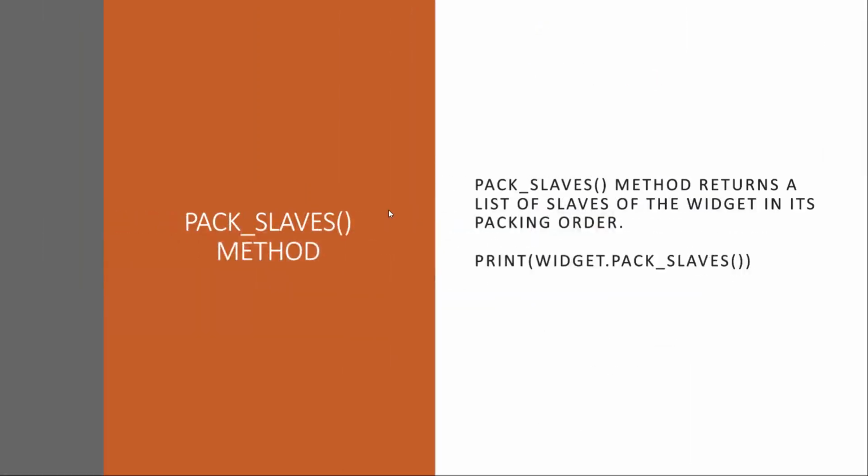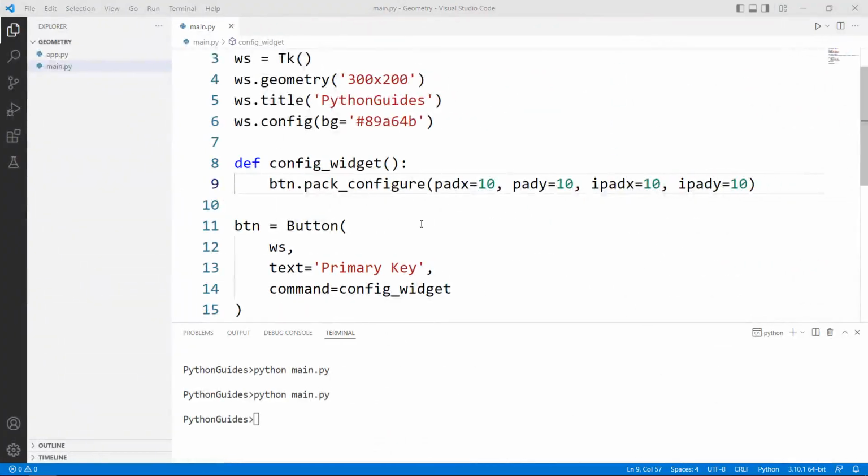Our next method is pack_slaves. Pack_slaves returns a list of slaves of the widget in its packing order. So this is the syntax. What it does is, let's suppose you are using any parent widget such as a frame, and you want to know all the child widgets of it. You can use the pack_slaves method to know all the child widgets. So let's go ahead and implement this. I am going to create a frame over here.